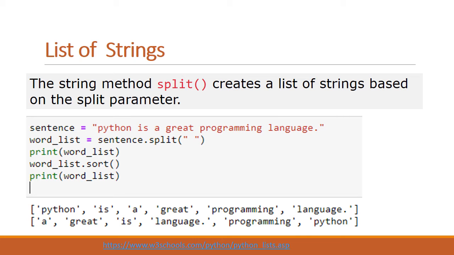We can call the sort method on that list. And so when we sort word list and then we print out word list, you can see that it's sorted by alphabetical order.